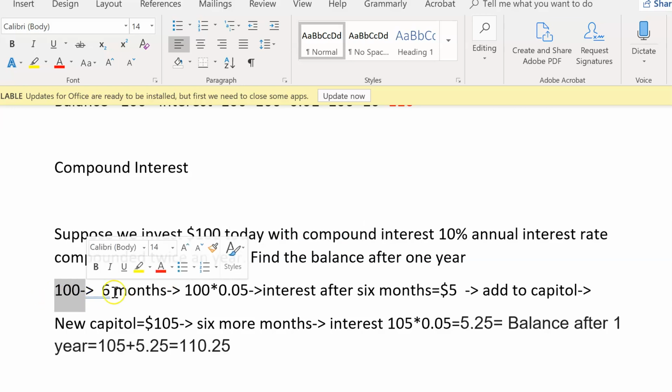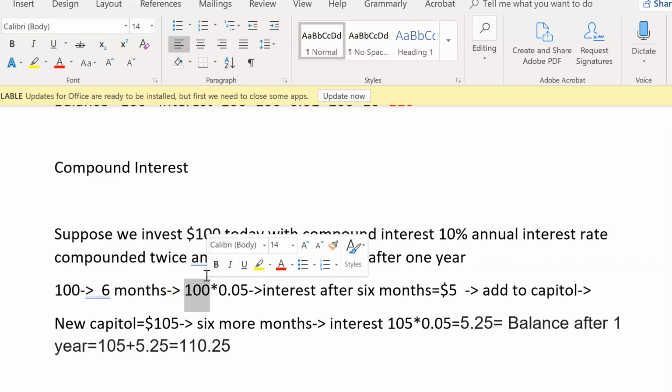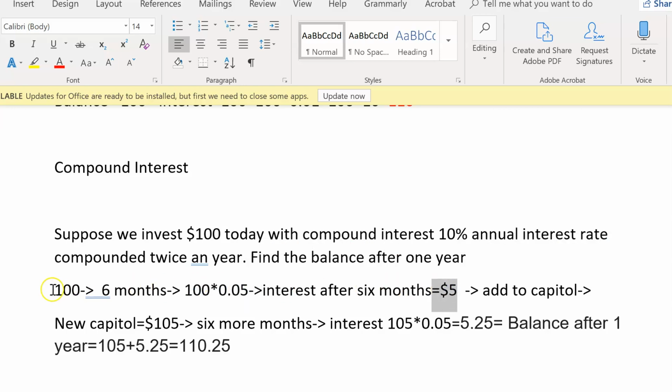So you put the $100. After 6 months, you calculate interest. What's the interest after 6 months? It's $100 times, not 10%, because 10% is for 1 year. So for 6 months, it will be 5%. So you multiply by 0.05. So $100 times 0.05, the interest after 6 months, is $5. So now you originally had $100, and you add $5 interest after 6 months, so you get $105.